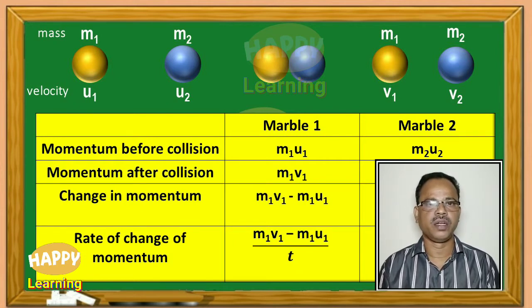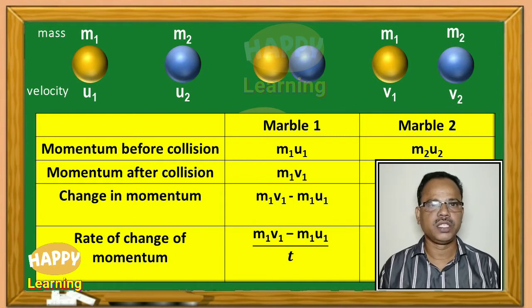So for the marble 1, mass is m1 and its velocity before collision is u1. Therefore, the momentum before collision will be m1 u1. For the marble 2, momentum before collision is its mass m2 times its velocity u2. So the value is m2 u2. Once again, momentum before collision for marble 1 is m1 u1 and for marble 2 it is m2 u2.